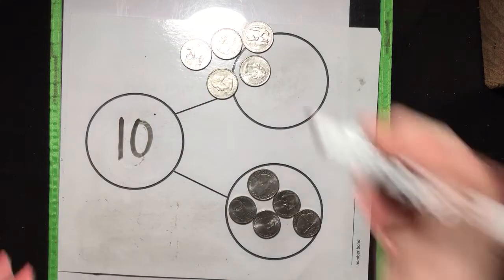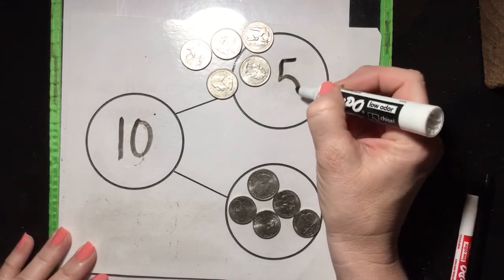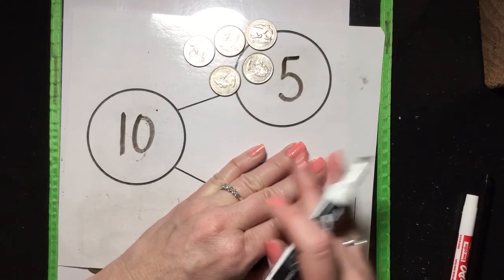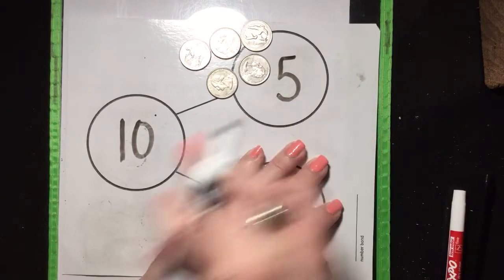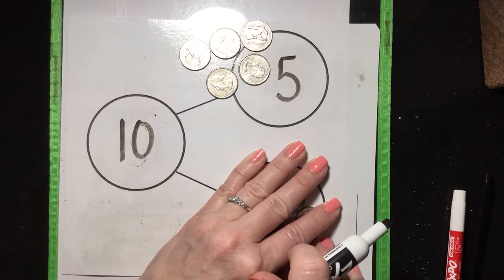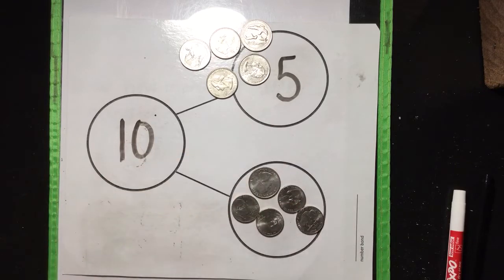Let's write a 5 down. How many nickels do you think I have? Without looking, can you guess? If I have 5 quarters and I have 10 coins all together, how many nickels do you think I have? Let's count and see if you were right.